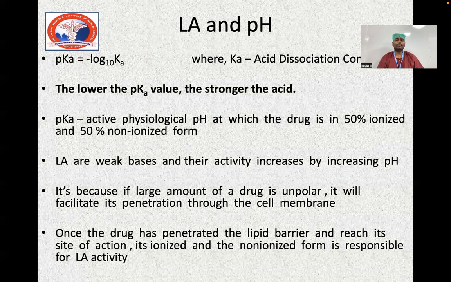It's because if a large amount of the drug is non-polar, it will facilitate its penetration through the cell membrane. Once the drug has penetrated the lipid barrier and reached the site of action, it's ionized, and the non-ionized form is responsible for local anesthetic activity.